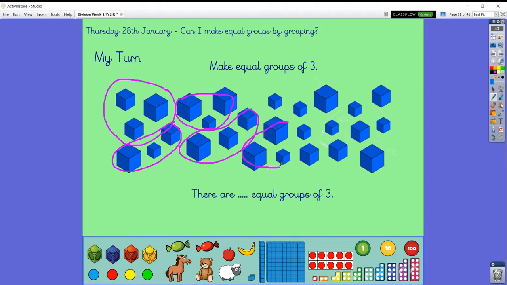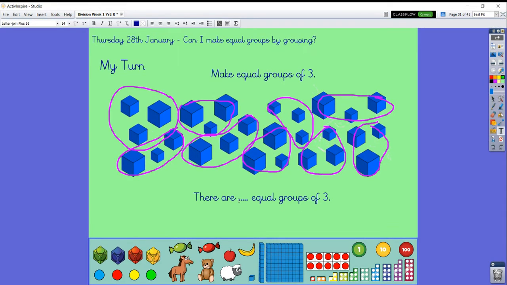So I'm making groups of 3, making another group of 3, making another group of 3. I'll make another group of 3, and I'll make another group of 3. So how many groups of 3 have I made? 1, 2, 3, 4, 5, 6, 7, 8, 9. So there are 9 equal groups of 3.